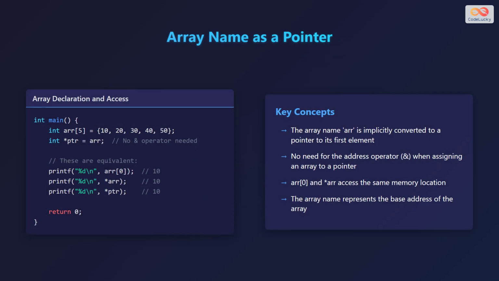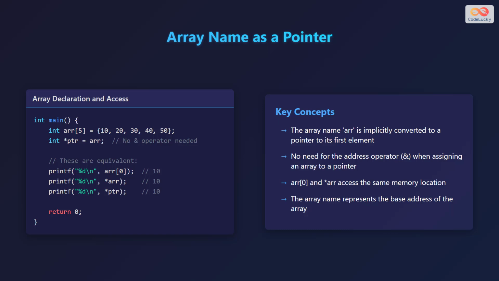Let's dive into how an array name can be used as a pointer. Here's a simple C code snippet. We declare an integer array named arr with 5 elements: 10, 20, 30, 40, and 50. Then we declare an integer pointer named ptr and assign it the value of arr. Note that we don't need the ampersand operator here, because the array name arr already represents the address of the first element. The code then prints the value of the first element using arr[0], *arr, and *ptr. All these three methods are equivalent and will print 10.